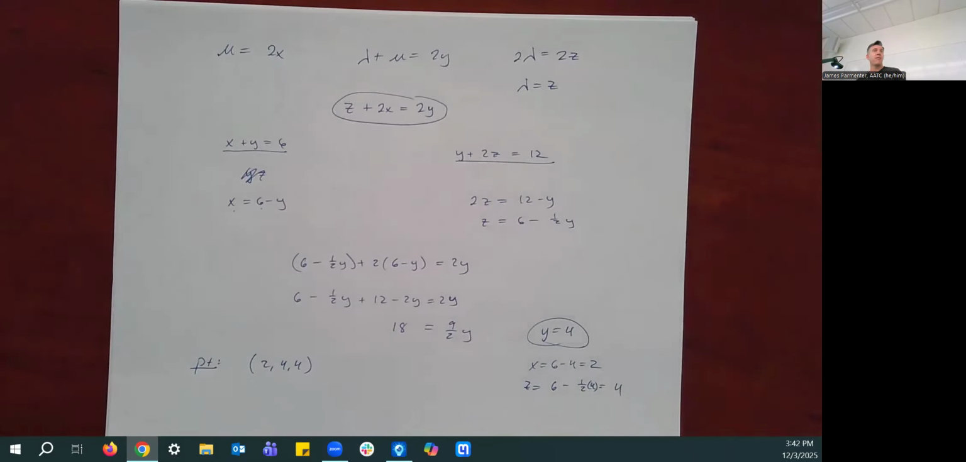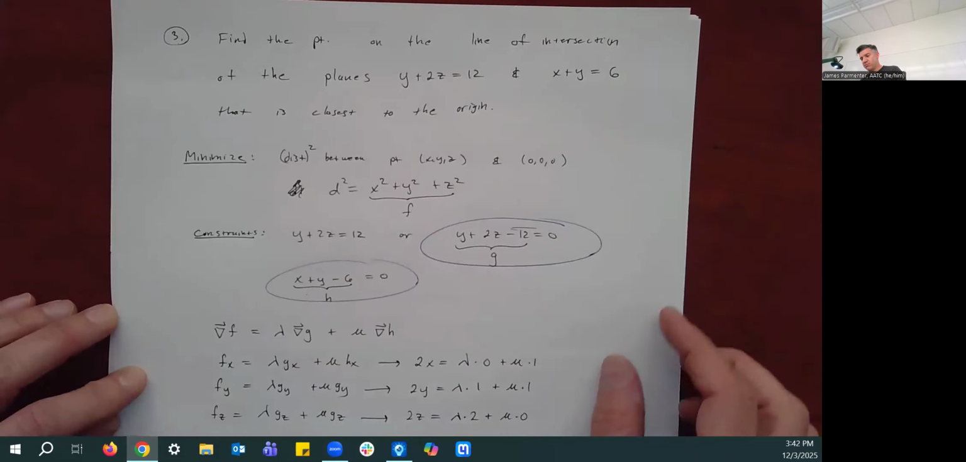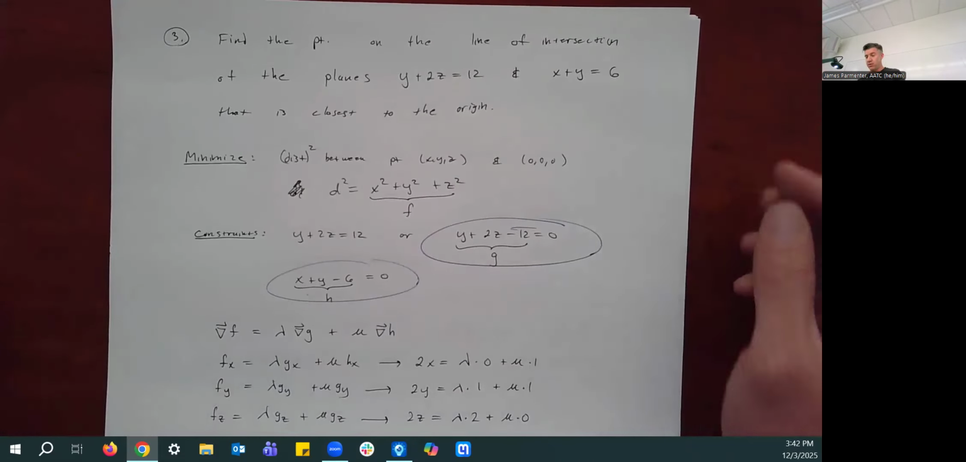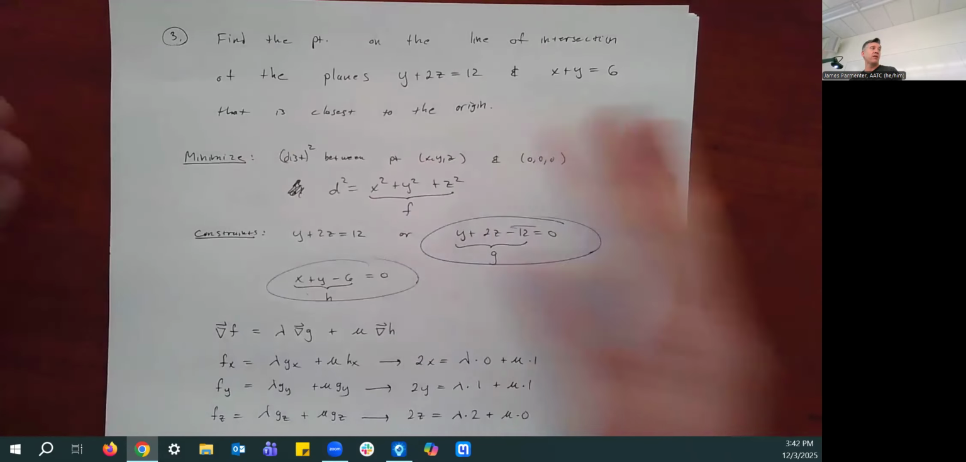Question? How do we know when to use the Lagrange multiplier versus the other method? Well, other than them stating it, usually they tell you to. Going back to the initial statement of this question, it didn't say use Lagrange. We could have done it the other way.